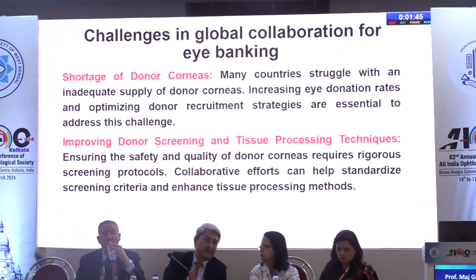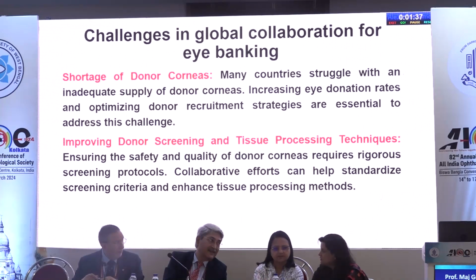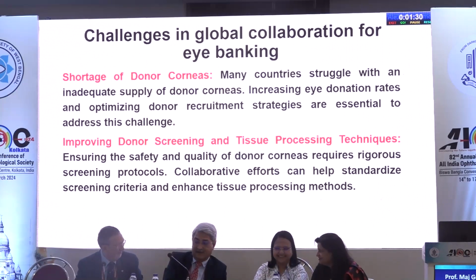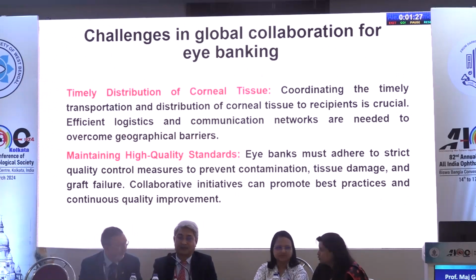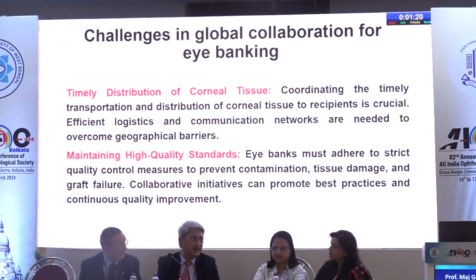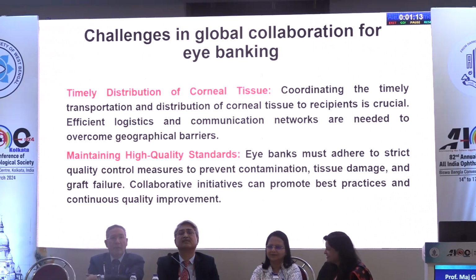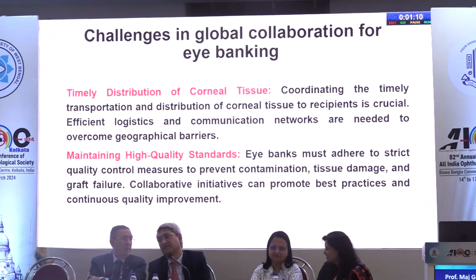What challenges are we facing, as usual: the shortage of donor corneas, and improving donor screening and tissue processing techniques. These are the major issues. Ensuring the safety and quality of donor corneas requires rigorous screening protocols. Collaborative efforts can help standardize screening criteria and enhance tissue processing methods. Added challenges include timely distribution of corneal tissue. Probably in our country in the last couple of years, there is a definite improvement in getting the tissues in time, but still more needs to be done on these issues.